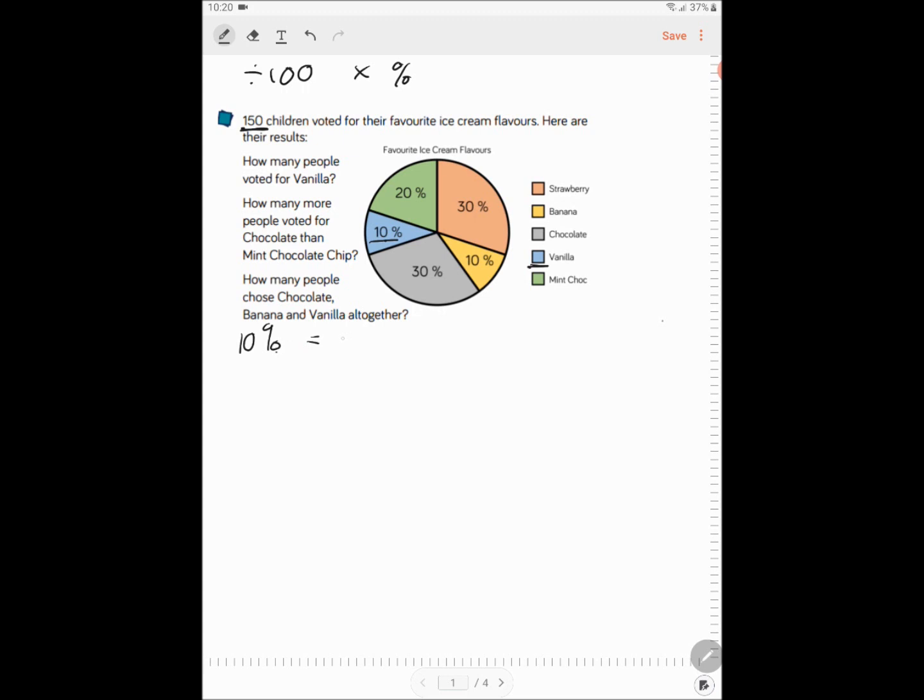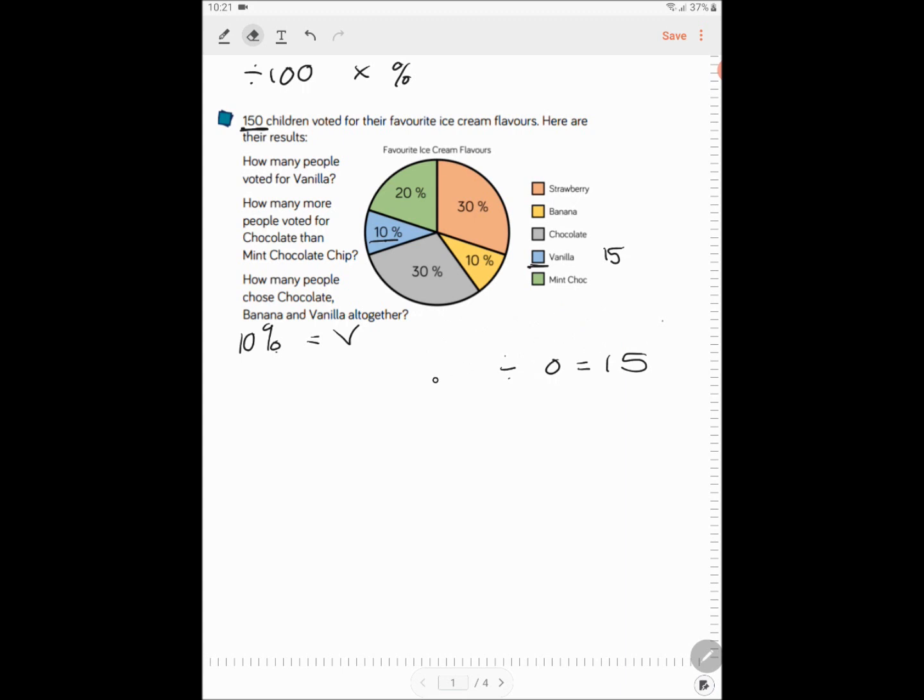voted vanilla. Okay, so we need to find 10% of 150. Now, if you chose to divide by 100 and times by 10, you will get to the same answer. But one of the shortcut ways when you're finding 10% is just to divide by 10. So I can do 150 divided by 10 equals 15. So I know that 15 people chose vanilla. Nice and straightforward straight away.